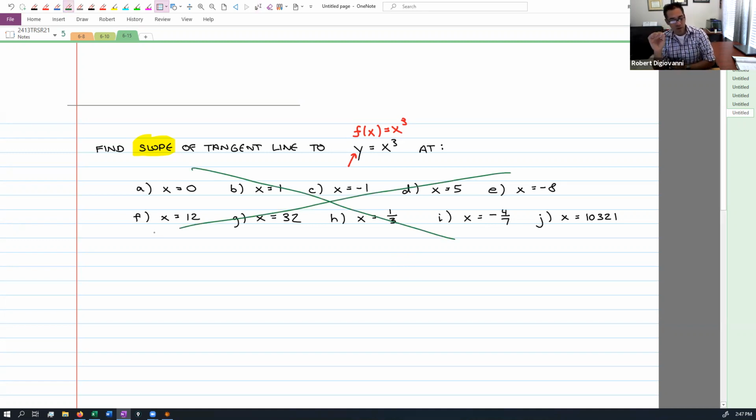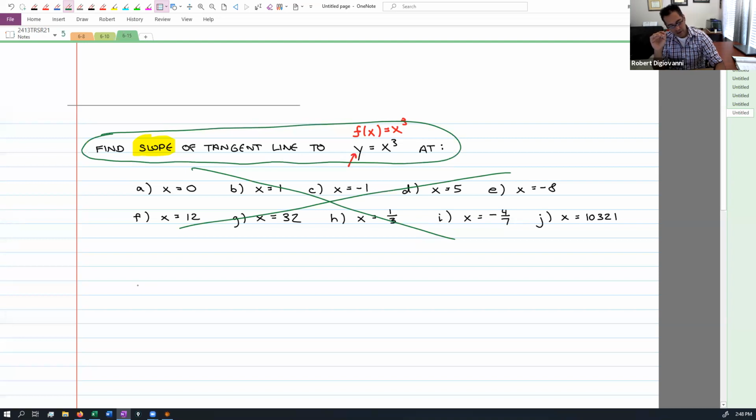So instead, let's find the slope of the tangent line for this curve at x equals a. And we're not going to fix it as a number. We're going to leave it as a variable. And then we're going to do all the computations and see what we get at the end. So we're not actually fixing a to be an actual number. We're just going to leave it as the variable a.